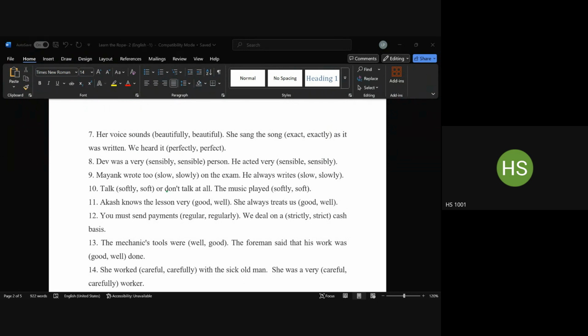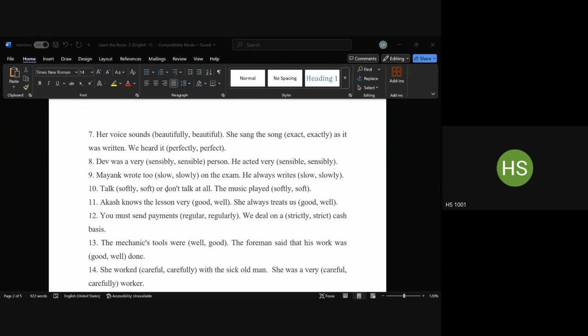But in the sentence that you have, "Akash knows the lesson very well," it's again qualifying the verb know. So this is an adverb, right? So well is a word which can be used both as an adjective and an adverb. Here it is used as an adverb. And I think we already gave you the example for sentences where it is used as an adjective. For example, "Akash is well" or "I am well today."